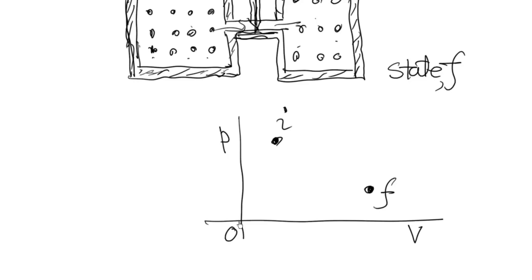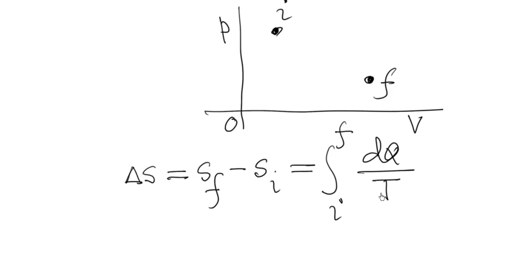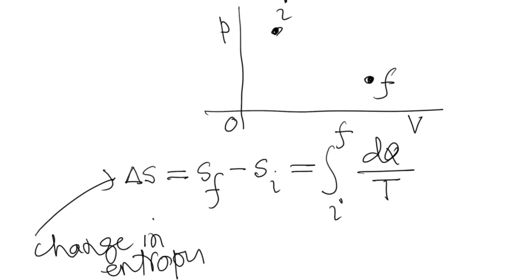Furthermore, we define the change in entropy of a system during a process that takes the system from an initial state I to a final state F as delta S, the final entropy minus the initial entropy, and we define it by this integration from initial to final of dQ divided by T. This is the change in entropy because of the change of state from initial state to the final state. Si is the entropy at the initial state and Sf is the entropy at the final state.